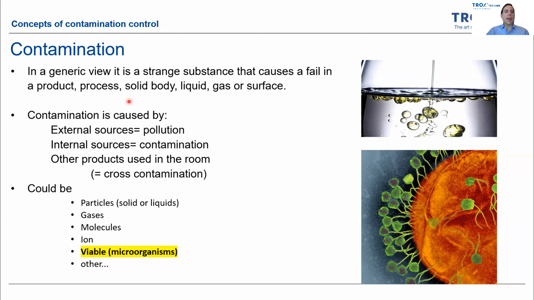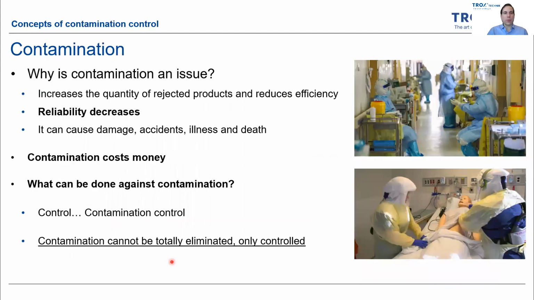And it can be anything. It can be particles, gases, molecules, ions. And here we have the viable, that's microorganisms, and the virus is classified into that for contamination control purposes. And we need to remove this contamination or control how it moves around the building installation to have a solution or a controlled process. So why is contamination an issue?